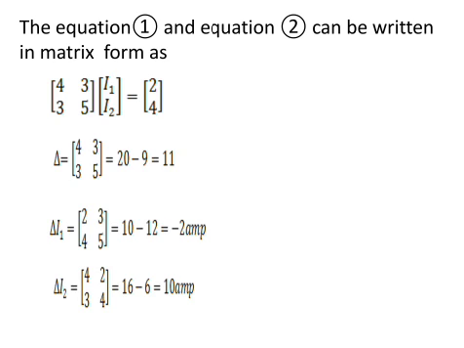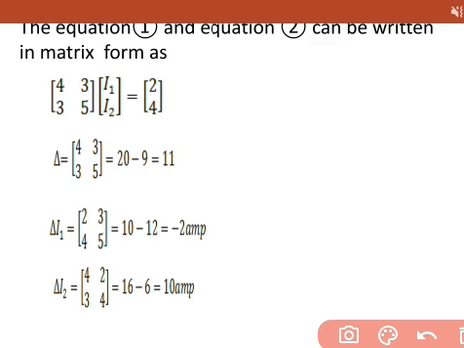Next, delta I2 is the determinant of the matrix formed by replacing the second column values, that means 3 and 5, of the coefficient matrix with the answer column values, that means 2 and 4. The determinant of the given matrix is 4 fours are 16 minus 3 twos are 6. 16 minus 6 equals 10 amp.